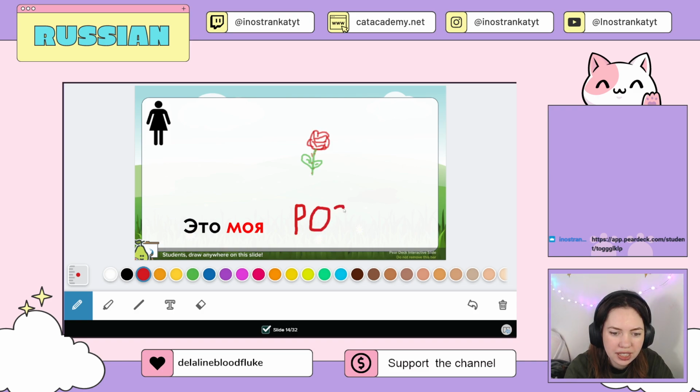А. Роза. A rose. Цветок, роза. A flower that is a rose. Это моя роза.